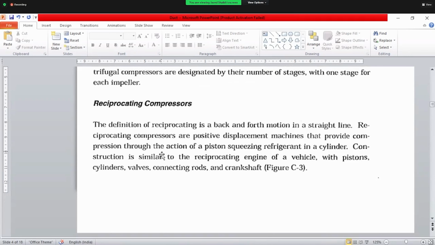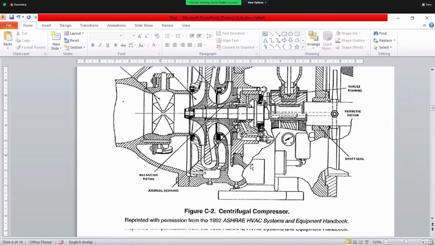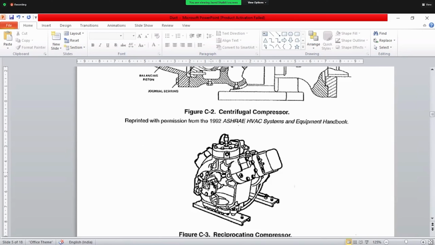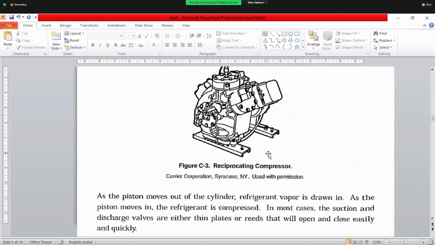So you can see here, this is the same. This is a V-type engine. Here is one piston and here is one piston. It's connected to a motor here. It will go like this and it sucks the refrigerant. Then it compresses it, where the temperature and pressure increase. Then it is sent to the condenser. So the same cycle happens. So this is a reciprocating compressor.